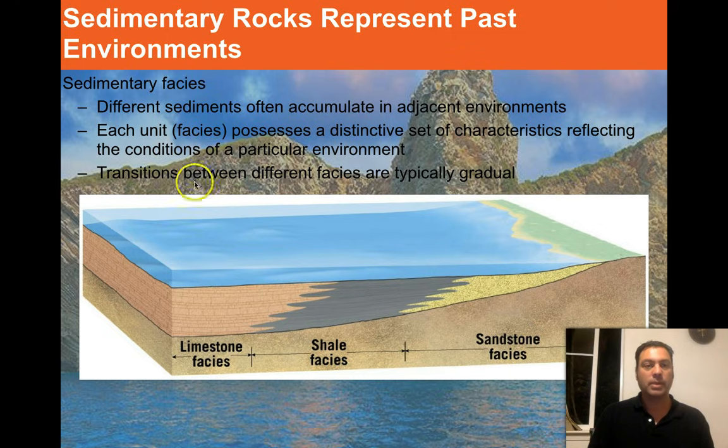Okay. So each unit or facies possesses a distinctive set of characteristics reflecting the conditions of a particular environment. Transitions between different facies are typically gradual. And notice how these things zipper back together. That's actually a very gradual occurrence that seems to happen in geology a lot.